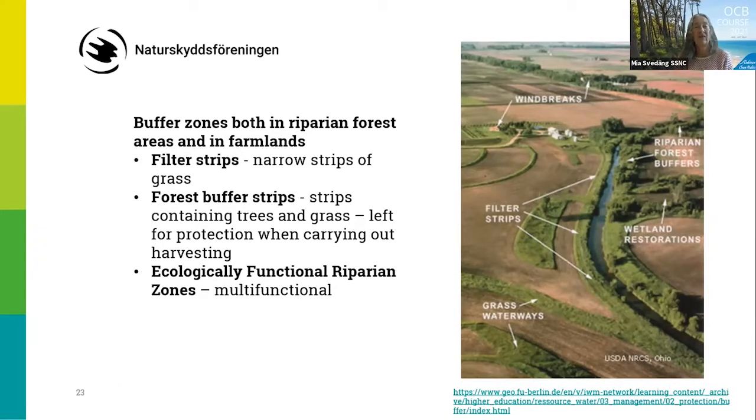Filter strips are simply narrow strips of grass which you usually have alongside farmland to reduce leakage of nutrients from the soil to a stream or a lake. But you can also have forest buffer strips, strips containing trees and grass, which are left for protection when carrying out harvesting in the wood, logging and so on. And then you can also have ecologically functional riparian zones. Those are even more multifunctional, and I will talk a bit more about those later on.